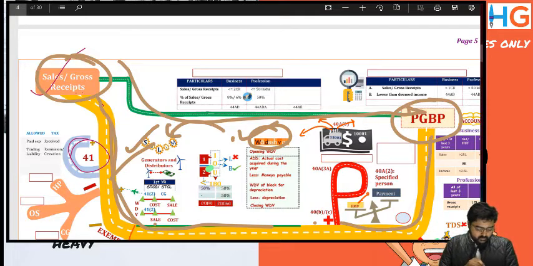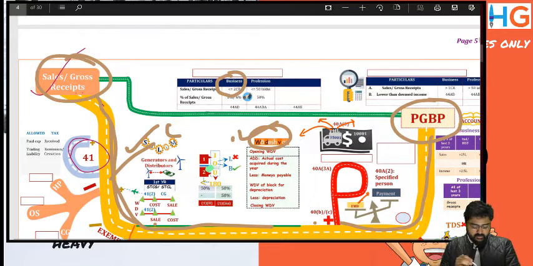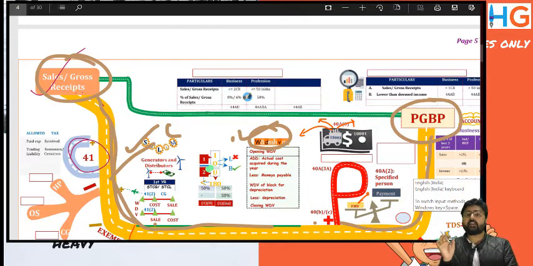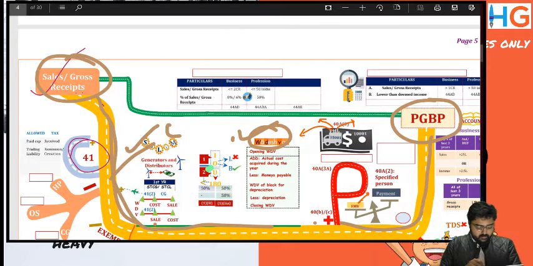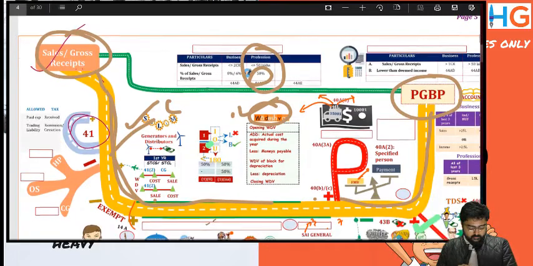Presumptive taxation says if your turnover in case of business is less than or equal to 2 crores, 8% or 6% of your sales or turnover will be your income. 6% is for the amount that you have received by account payee cheque, account payee draft or ECS. Now for profession, it is a 50 lakhs limit, and 50% of turnover will be your income.